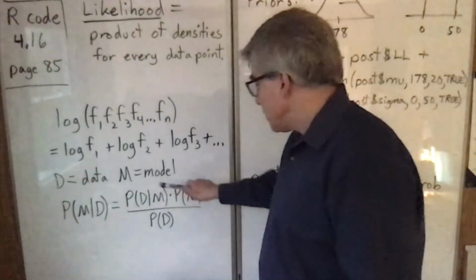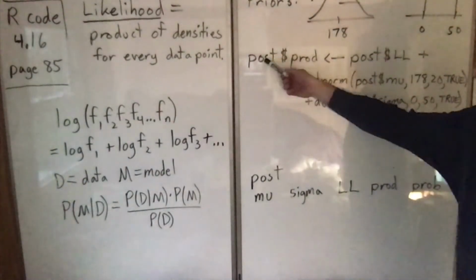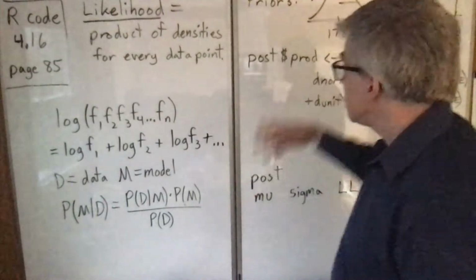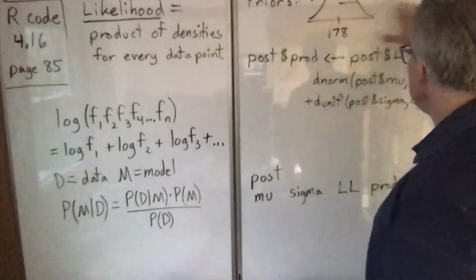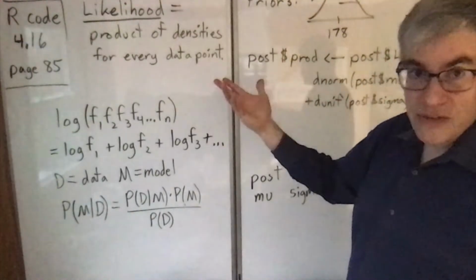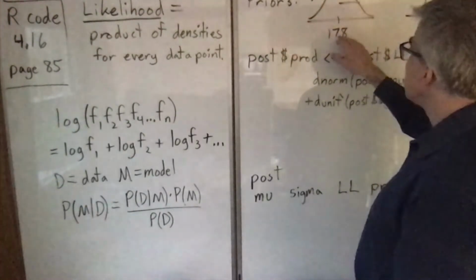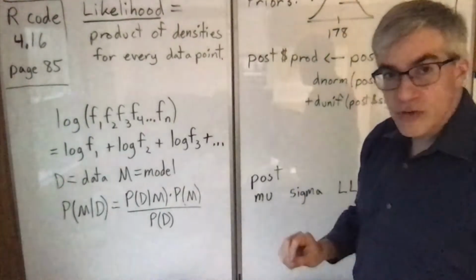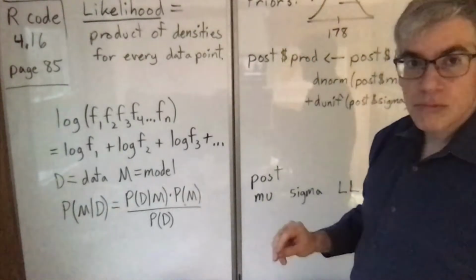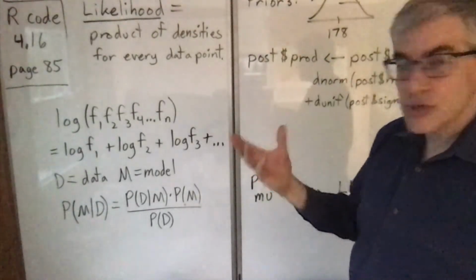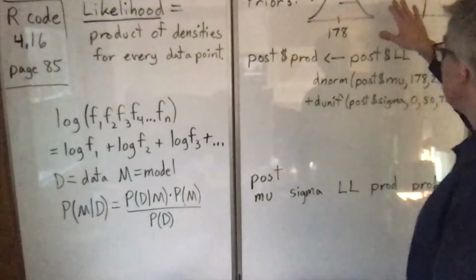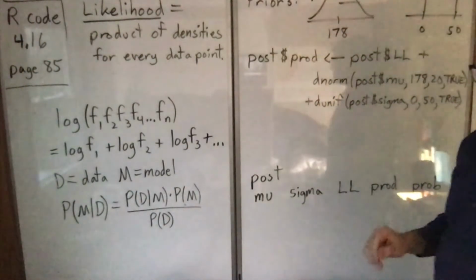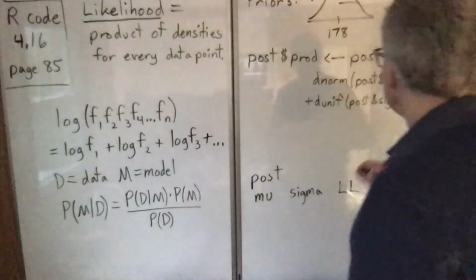Right now we're talking about the product because the next entry that we're creating in post is product. We're starting out with prior densities that just come from our beliefs that the mean is normally distributed around 178 with a standard deviation of 20. That's approximately the estimate of what the mu actually is. Meanwhile, the standard deviation we're hypothesizing is equally likely to be anything from 0 to 50. So that's a uniform density.